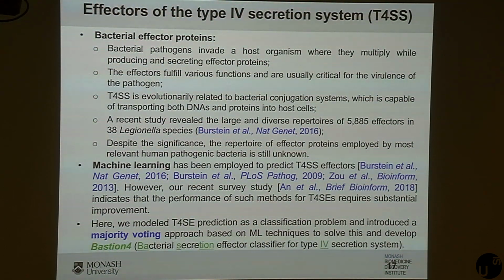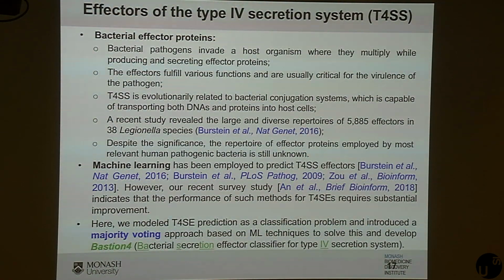not just satisfying the role of obtaining nutrients, but also hijacking the host cell immune system. In a recent study published in Nature Genetics, the authors focused on identifying effector proteins from one specific gram-negative bacterium, Legionella pneumophila. In this study, they found that there exist nearly 6,000 different effector proteins. And there are many more novel effector proteins waiting to be discovered.